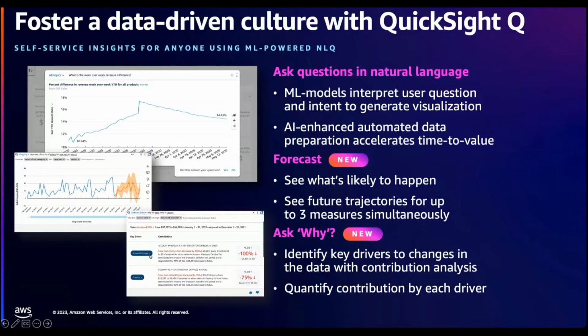Q also supports forecasting questions to understand what may happen in the future for up to 3 measures simultaneously, and also 'why' questions to identify key drivers of changes in the data and quantify contributions by each driver. All of these features are already in place. We had launched Q as a framework back in 2020 and further enhanced it with features like forecast and why capabilities back in 2022.